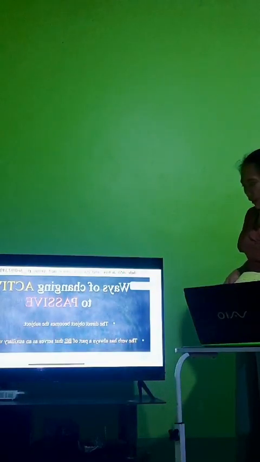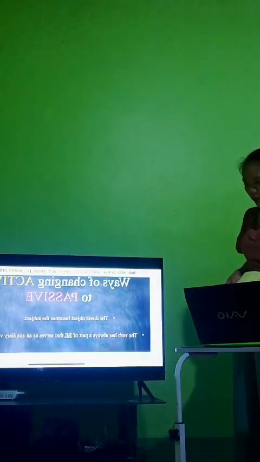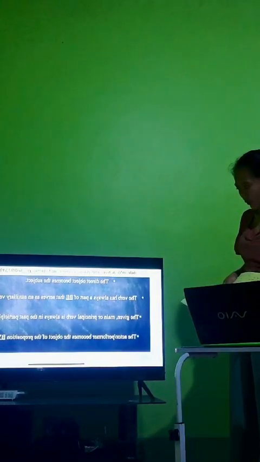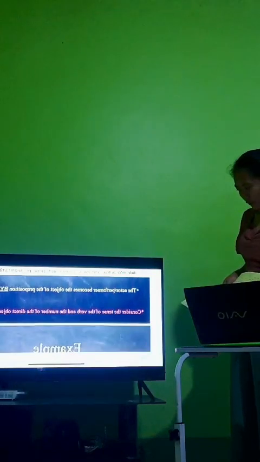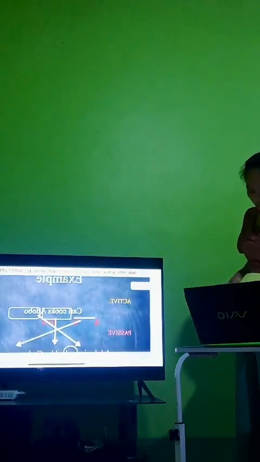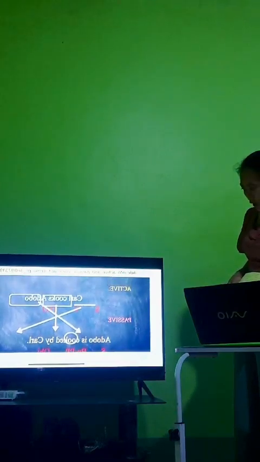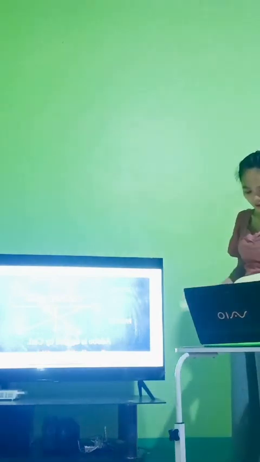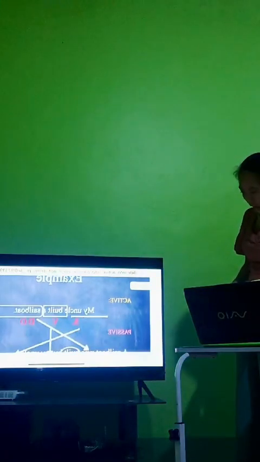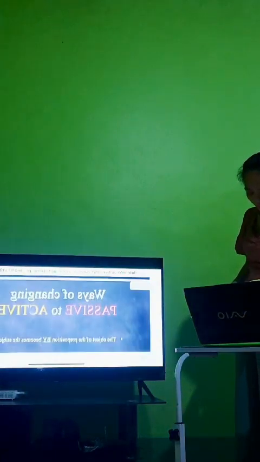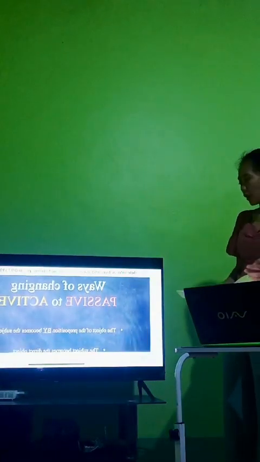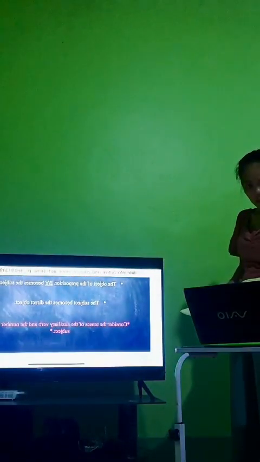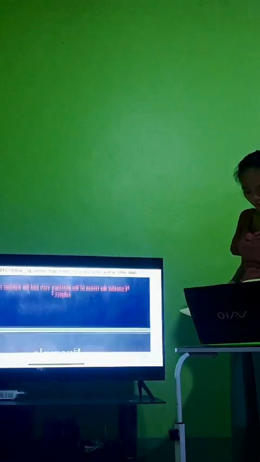Okay, we have here the ways of changing active to passive. Yes, can you read this one? Very good. We have an example. Carl cooks adobo. This is the active voice. Passive: adobo is cooked by Carl. Same with this second example. Second is ways of changing passive to active voice. Okay, class, can we read this one? Oh, very good.